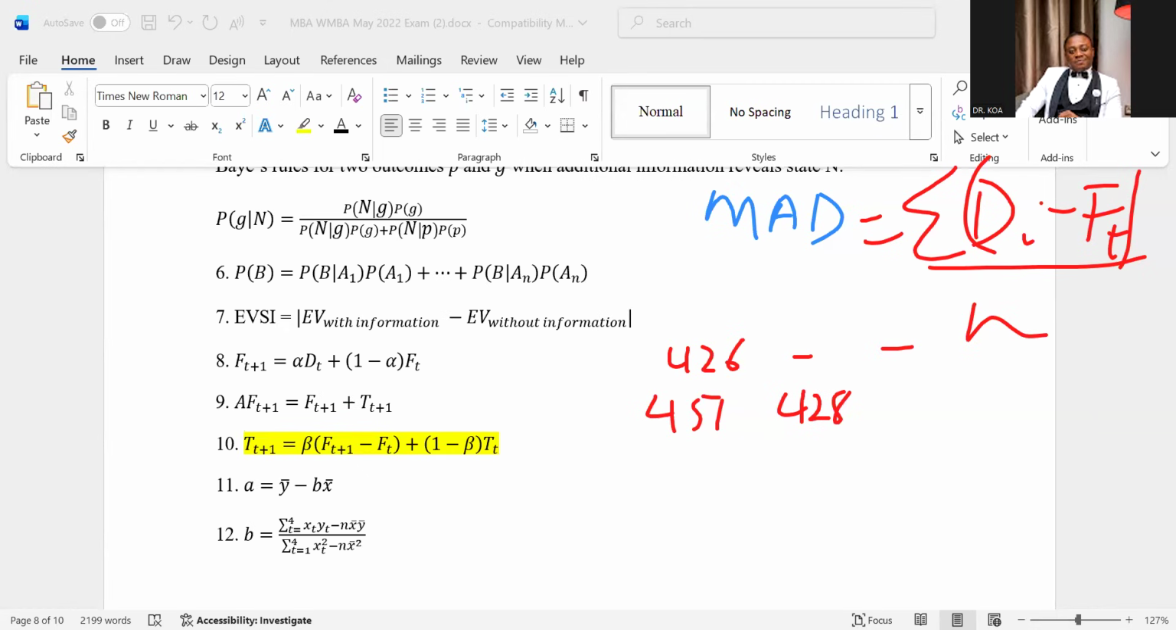So the difference would be what? 451 minus 428, 23. Okay. And we take the absolute value. All of them will take the absolute value. So I'll take the absolute value straight away.